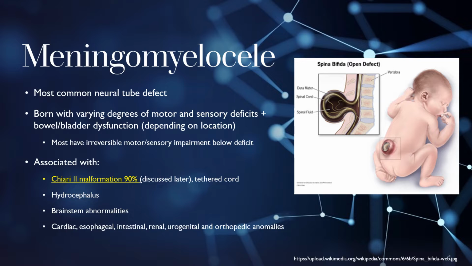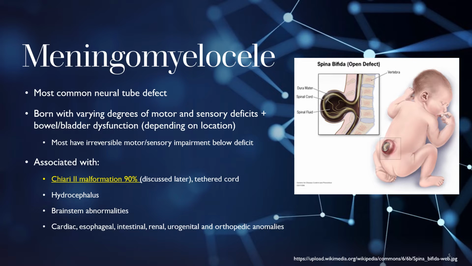So we'll talk specifically about meningomyeloceles. They're the most common type of neural tube defect, and these patients have varying degrees of motor and sensory deficits, and that depends on the level of the defect, where the higher up, you have more deficits typically. Most of these patients will have bowel and bladder dysfunction for the rest of their lives, and these deficits are typically irreversible if they're present.